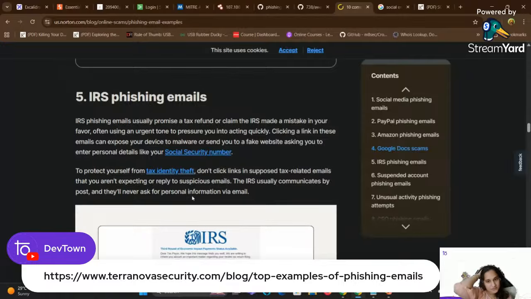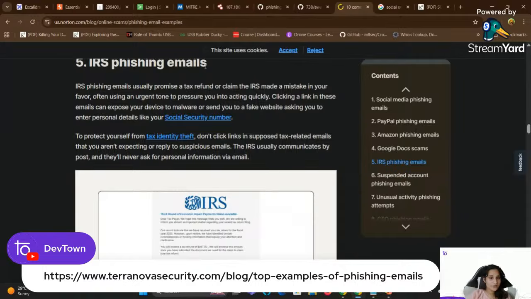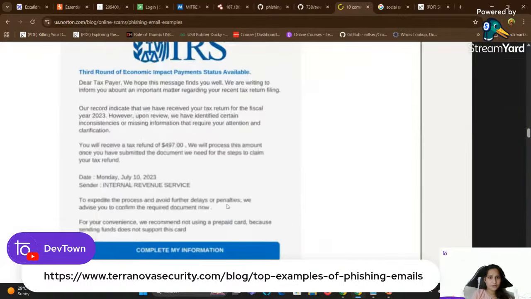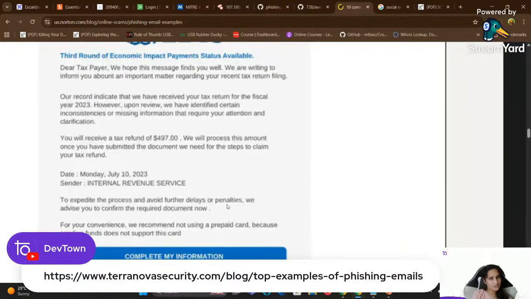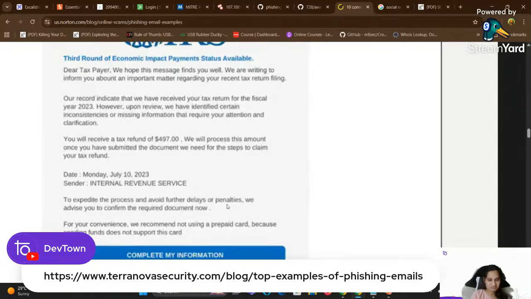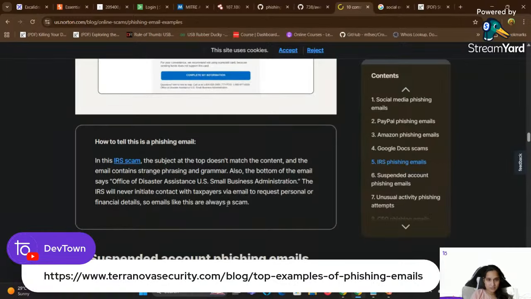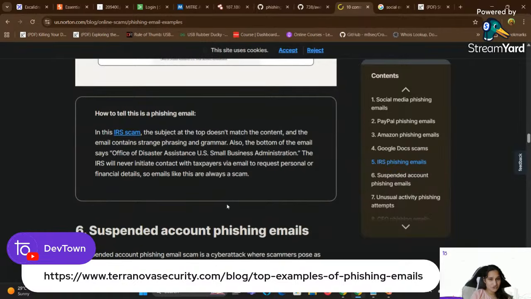And IRS is one of the major attacks happening nowadays, where you receive a text or an email about identity theft, and you are given a particular link to complete your information. Like, you can look over here, Internal Revenue Service. The subject at the top doesn't match the content.